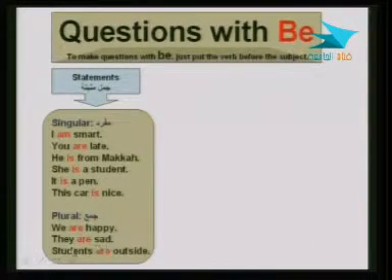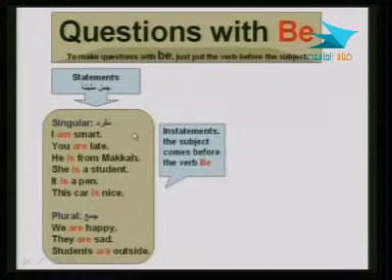We are happy, they are sad, students are outside. All of these sentences are statements. How do we make them questions? We'll see. Now, of course, let's just read this one here.